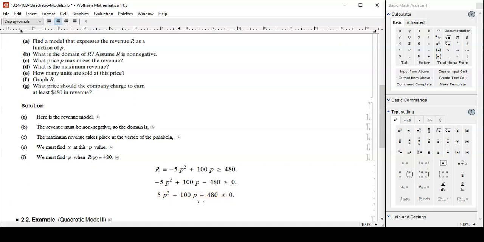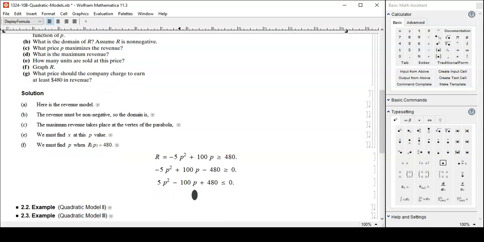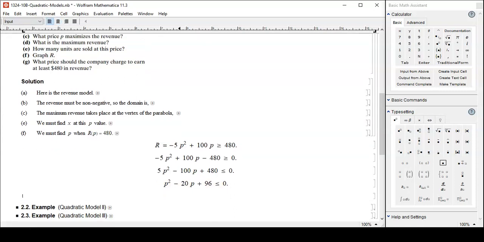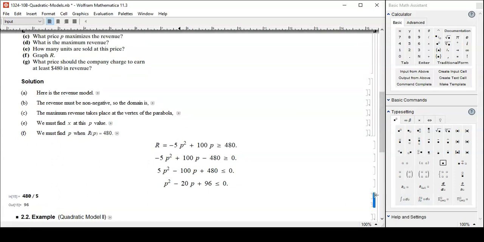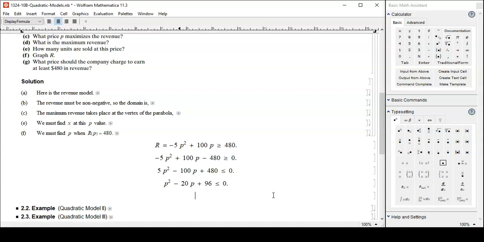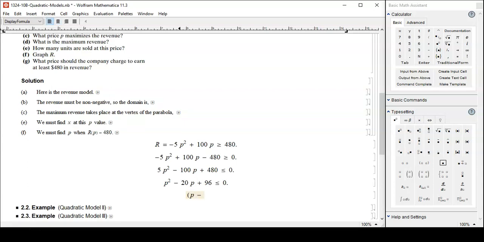Too complicated. I can divide it by 5. So p squared minus 20p plus, is that right? 480 divided by 5. Yeah, 96 is right. When you do mental math, don't just rely upon yourself. Always check. Okay, let's factor this. Factors of 96 adding up to negative 20. What do you have? p minus 12, p minus 8.